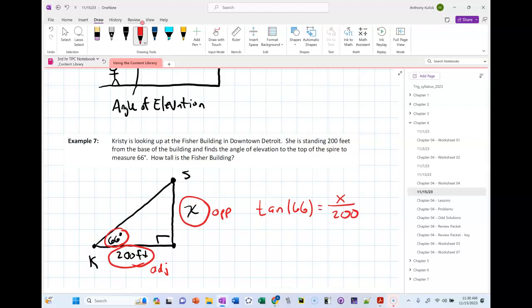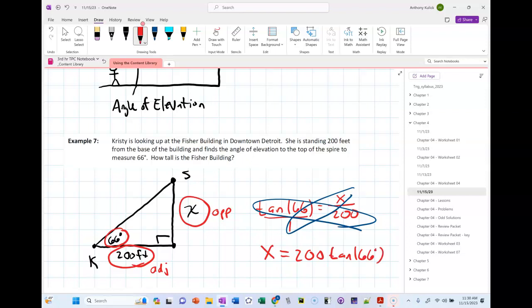Everybody okay here? This equation that we have is a proportion because we can think of it as two fractions equal to one another. All of you that have been so desperate to cross multiply, this is the situation where you can use cross multiplication to solve a proportion. So x times 1 is x, and then tan 66 times 200, I'm just going to write as 200 times tan 66. And now it's going to be calculator time.